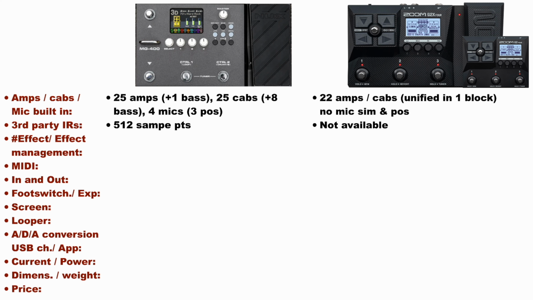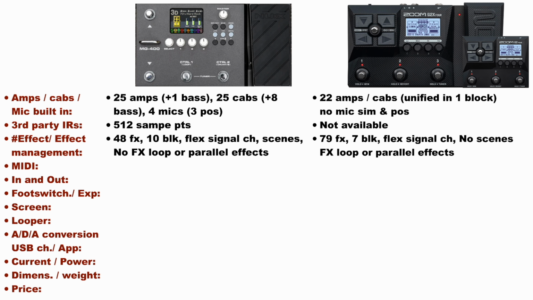Furthermore, the MG400 offers the possibility to load your own IRs at up to 512 sample points, where the G2 does not allow loading IRs. Maybe for the same reason aforementioned, this is a limitation compared to the MG400, and we have to verify if for us this limitation brings some gains in terms of amp dynamic range simulation, which we can check out in the more sound section of this video.